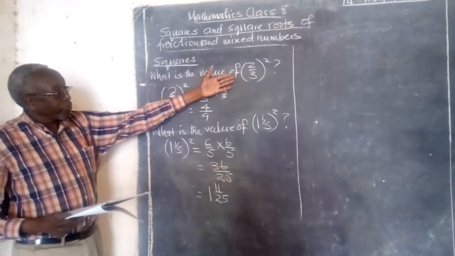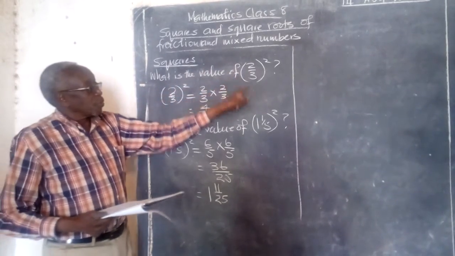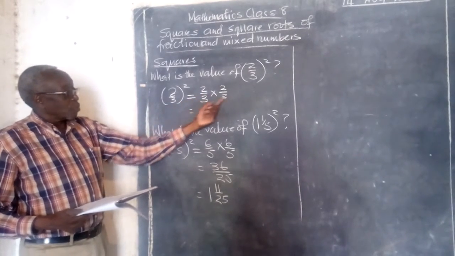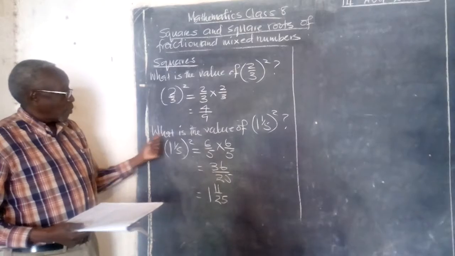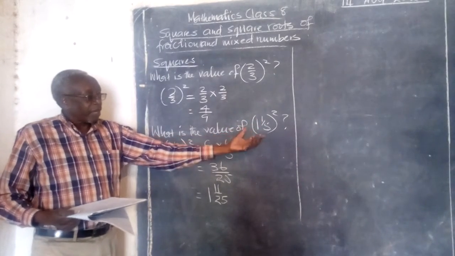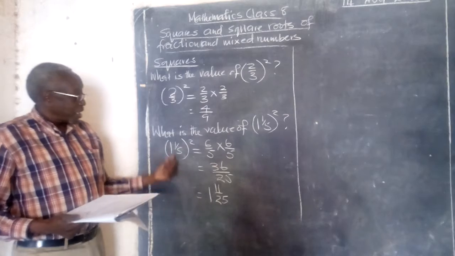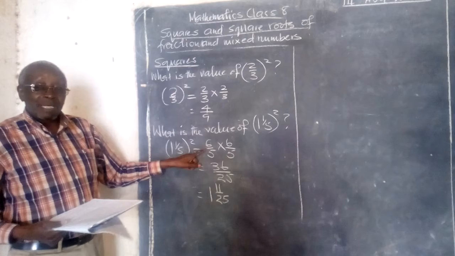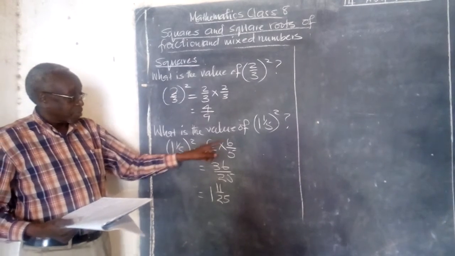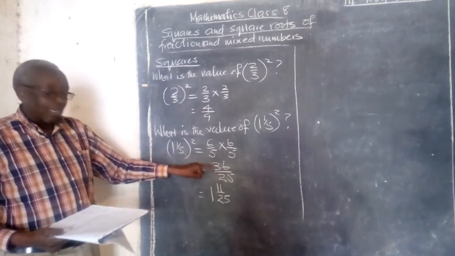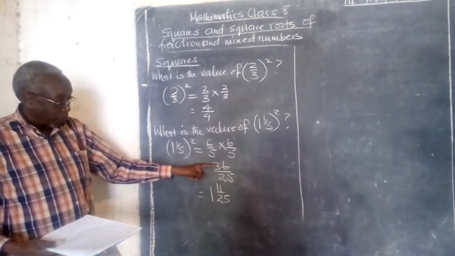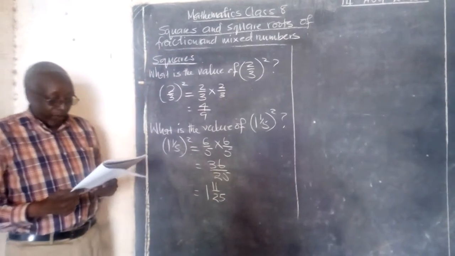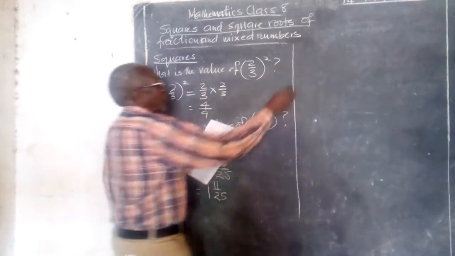When we want to find the squares of a fraction, this is read 2 over 3 in brackets squared. We write it as 2 over 3 times 2 over 3, we get 4 over 9. And then what's the value of 1 and 1 over 5 in brackets squared? We change this 1 and 1 over 5 into an improper fraction. So we have 6 over 5 times 6 over 5, which gives me 36 over 25, and therefore when we simplify this, we get 1 and 11 over 25. Okay? Very good. Now we go to square roots.